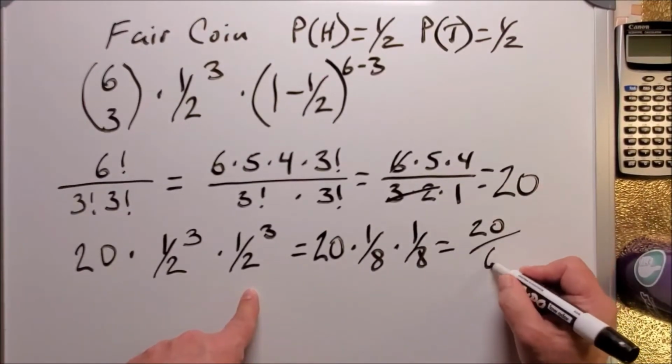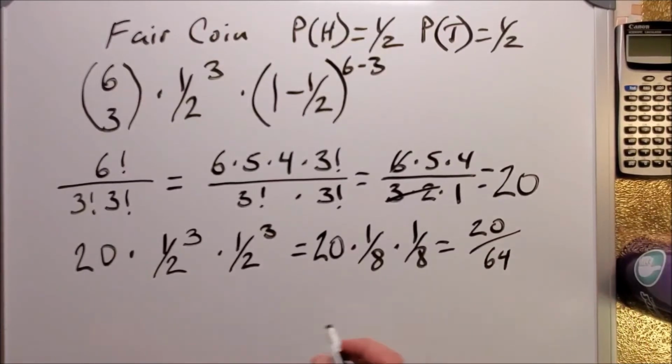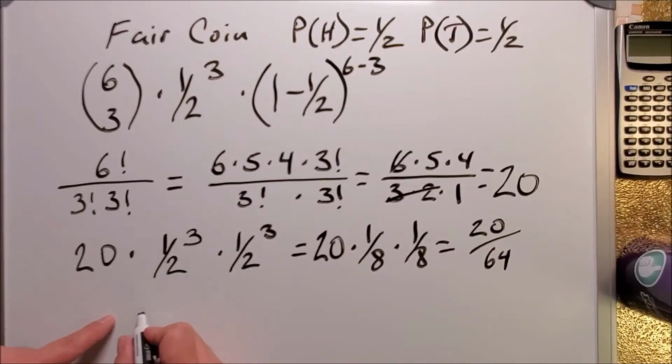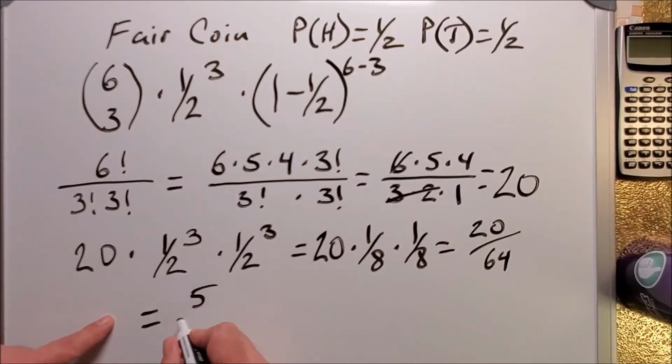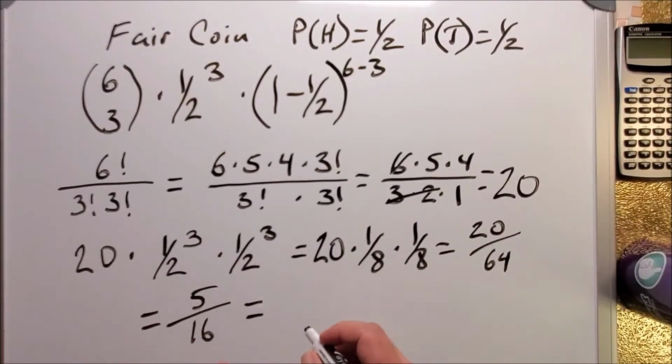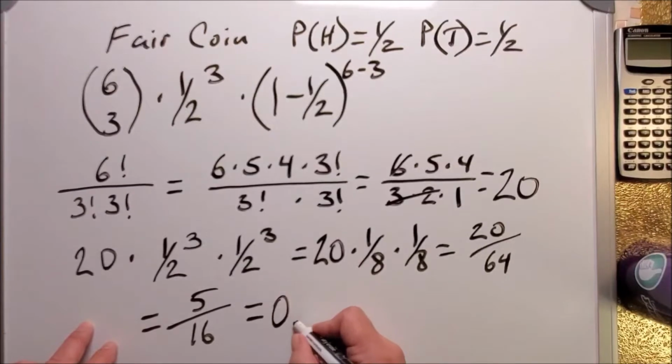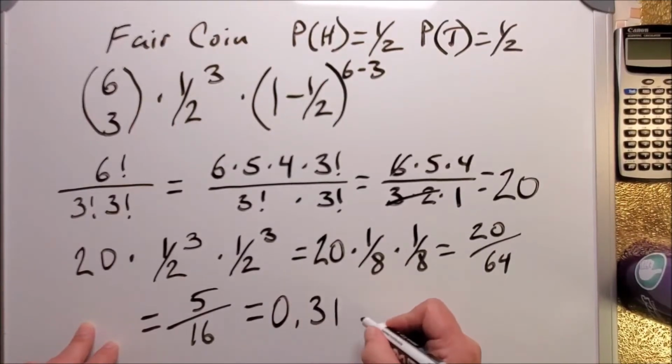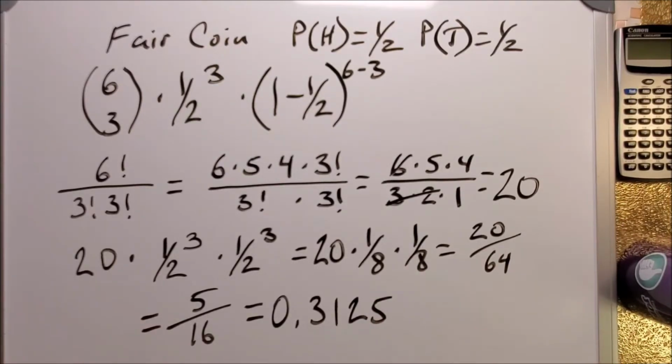What does that come to? 20 over 64, which is 5/16, and that's going to come to about 0.3125. Great. So that's the second question, and I think the easiest. Let's go ahead and do the other ones now. I'll start with the first one.